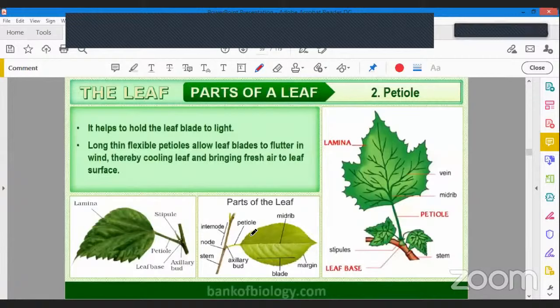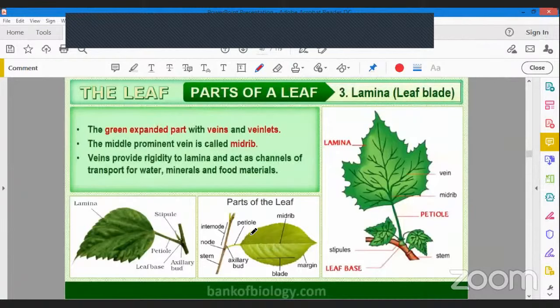Done, students. So we'll go to the next part. Lamina. It is a green expanded part with veins and veinlets. So the middle prominent vein is called as the midrib, students. It will have all the xylem and phloem. Okay, and it will provide rigidity to the lamina and acts as channel of transport of water and minerals and food materials because it has xylem and phloem.